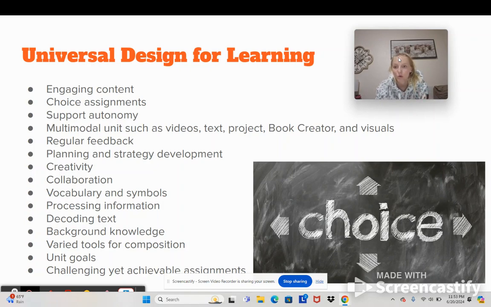And this is a multimodal unit as I have video, text, diagrams, visuals, hands-on activities, and even technology with Book Creator.